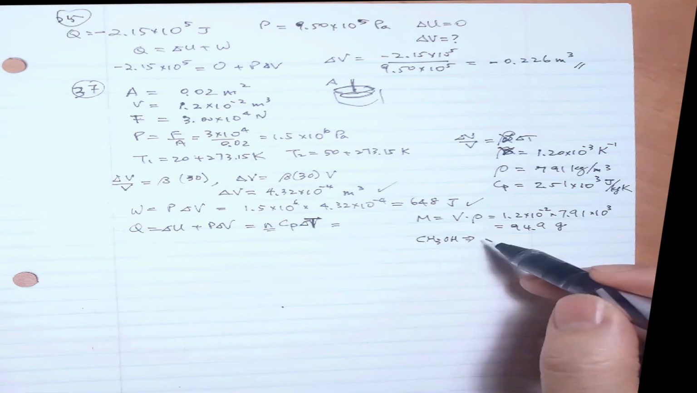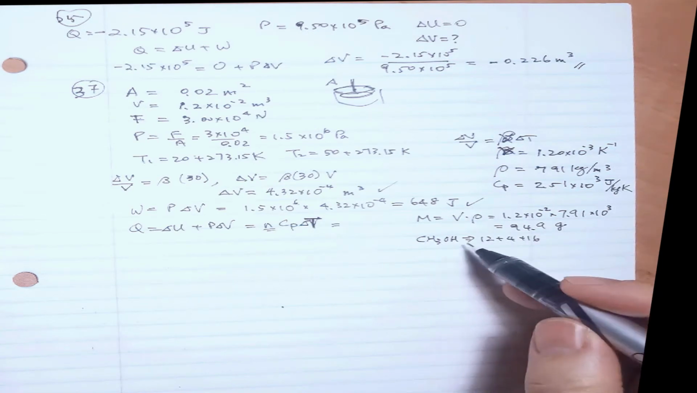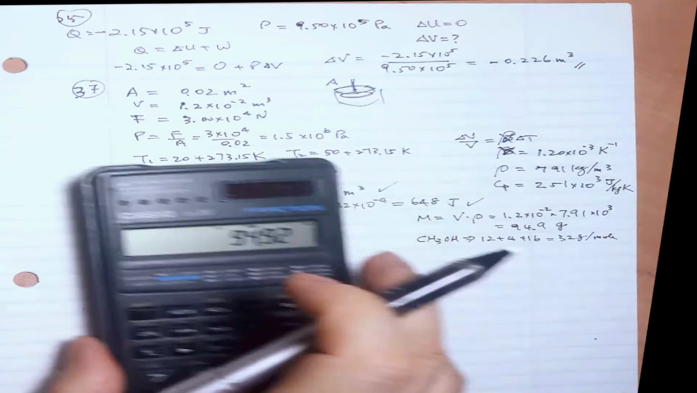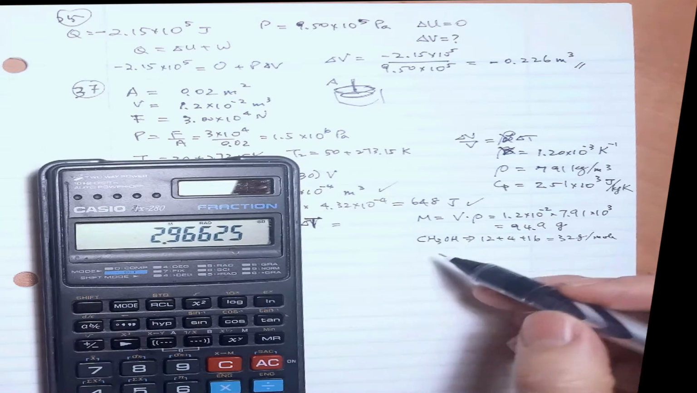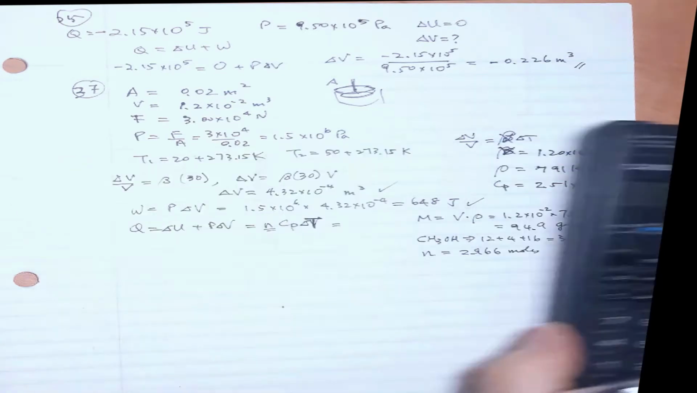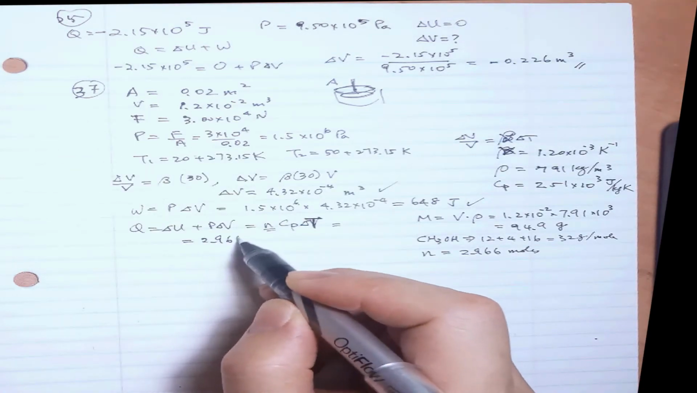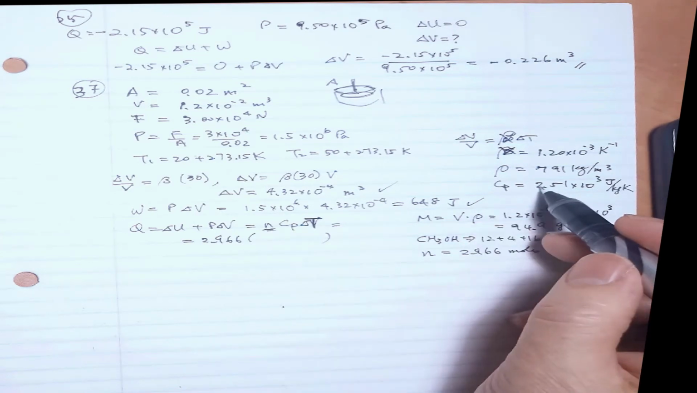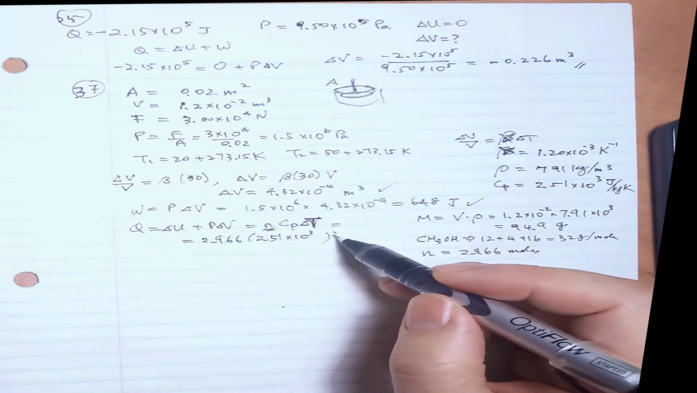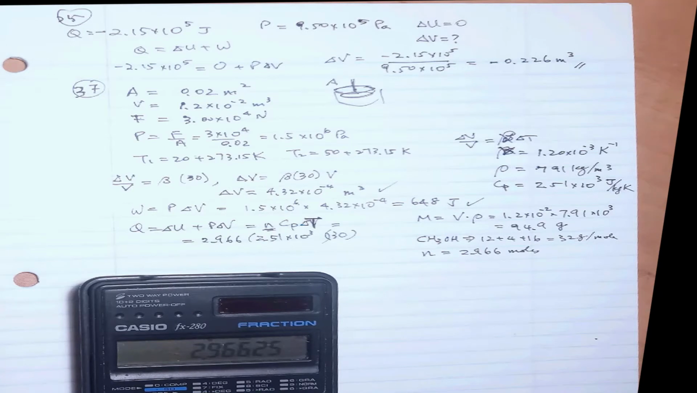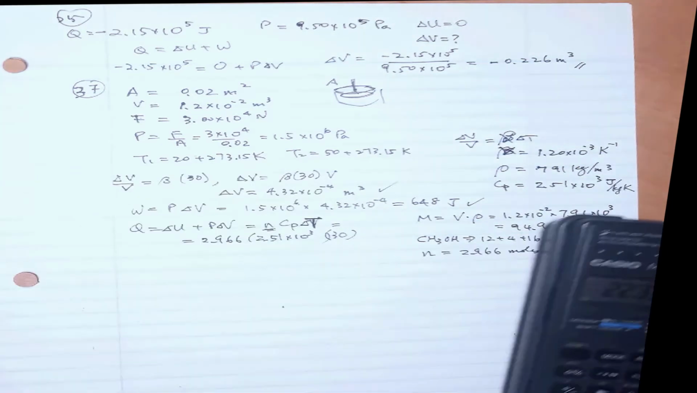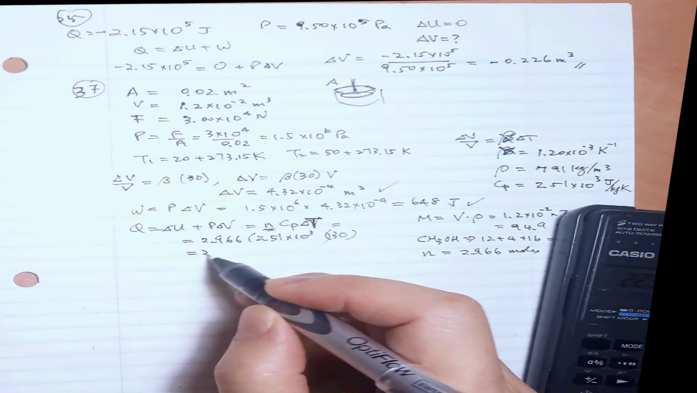CH3OH. So the molar mass is 12 plus 4 plus 16, which is 32 grams per mole. So I now divide that by 32 grams per mole. I now have n as 2.966 moles. Therefore, I can now plug in here: 2.966 times Cp, which is given to us as 2.5 times 10 to the 3, and the change in temperature we know is 30 Kelvin. So I just need to multiply 2.513 times 30. So I get a change in heat, which is 2.23.